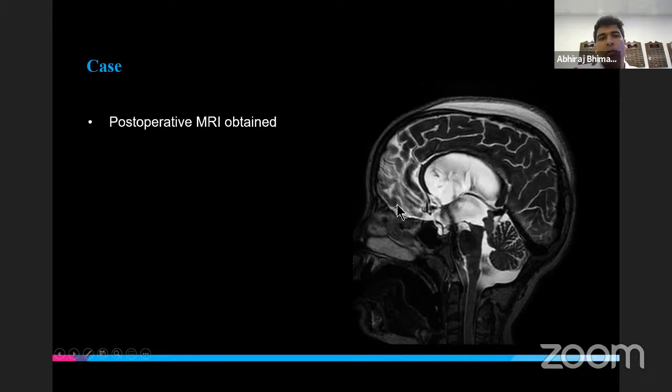The MRI is also notable for a tectal lesion. You can see it's compressing the cerebral aqueduct, causing the hydrocephalus.